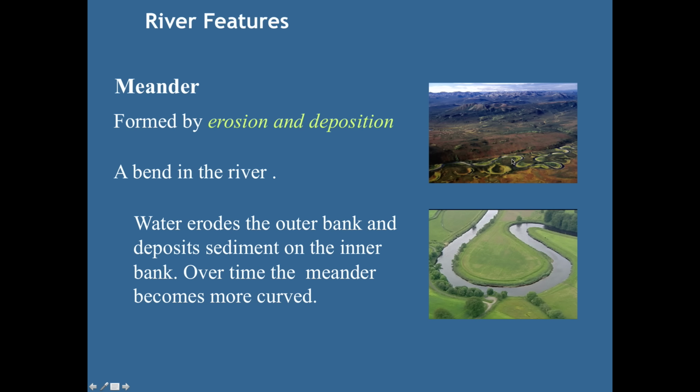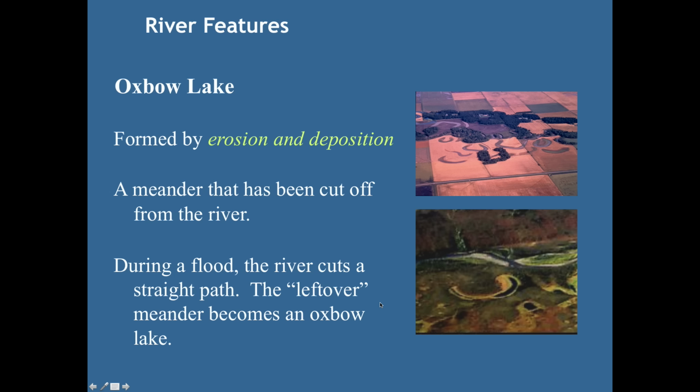Here's a floodplain with lots of meanders on it. And this is a pretty typical view. Notice it's here, flat, not up in the mountains. Eventually, meanders get so curvy that it's not efficient for the river anymore. And so the meanders will get cut off, and the leftover meander becomes an oxbow lake. So during a flood, the river will then cut a straight path, and the leftover meander is here as an oxbow lake.